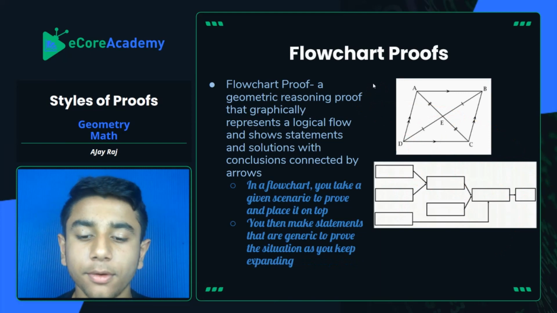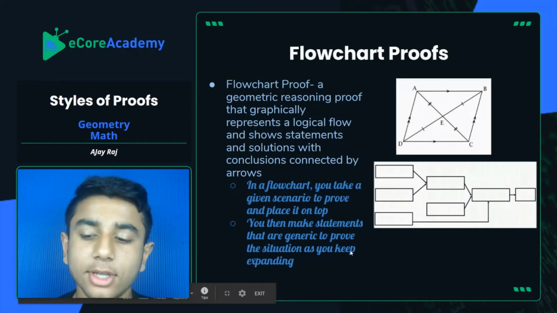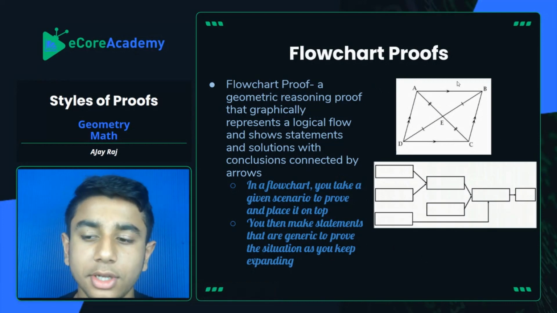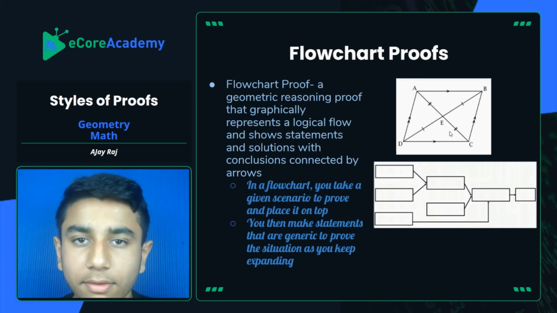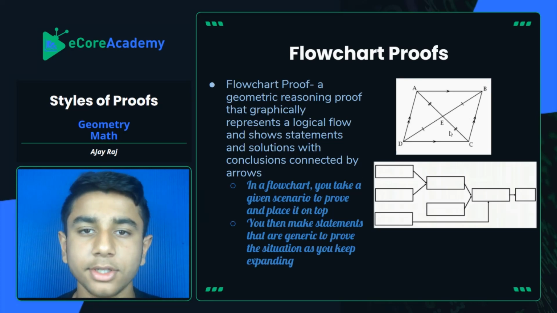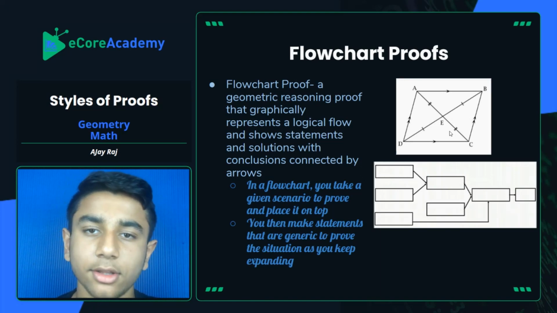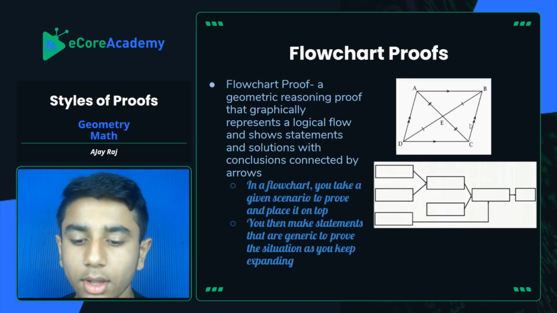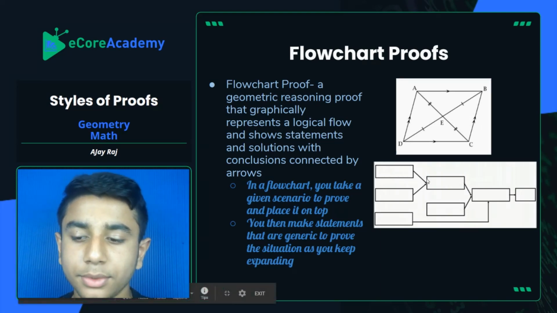And in a flowchart proof, you take a given scenario to prove and place it on top. You then make statements that are generic to prove the situation as you keep expanding. So what I mean by that is, in a flowchart proof, you basically take your situation, your problem, or your scenario, you put it to the leftmost side or the topmost side so that you can expand off of it and use your proof statements to basically dissect those problems and those original statements that you're trying to prove false or true. And what you do is you start from generic statements.